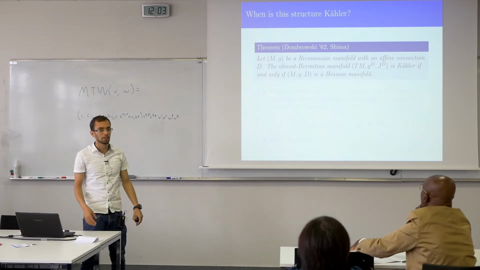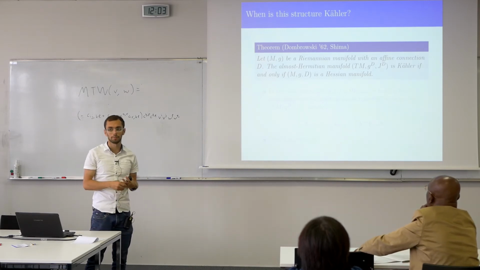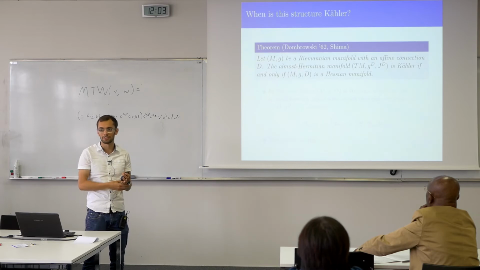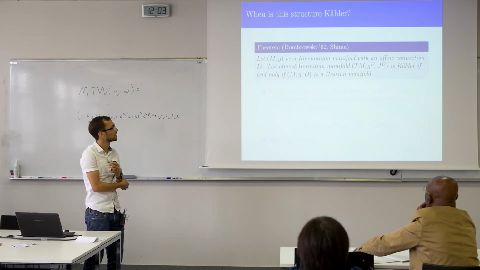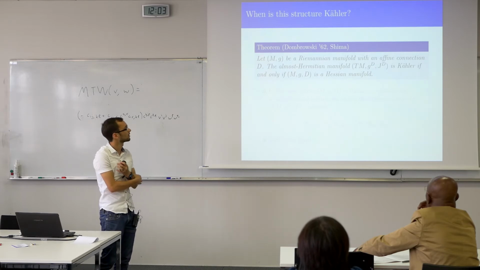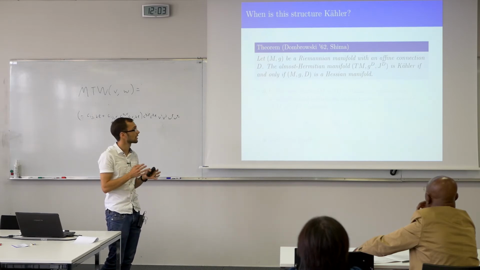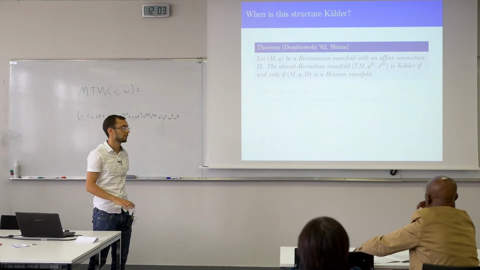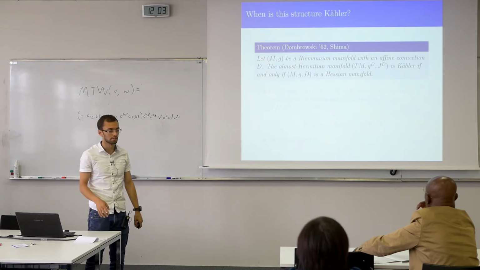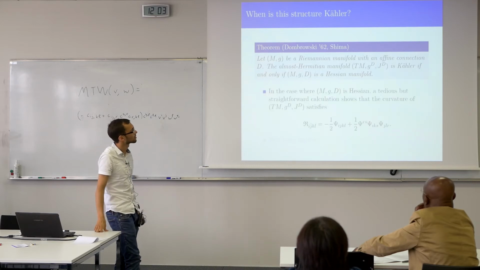So we can ask ourselves, when is this thing going to be a Kähler manifold? If you have almost Hermitian, the next thing to ask is, when is this thing nice? And it turns out that it's a classical result of Dombrowski that this construction is Kähler if and only if M were Hessian to begin with. So this is the motivation for considering Hessian manifolds.